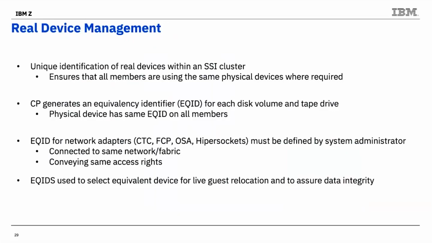Some other devices, though, like network adapters, CTCs, and OSA adapters, need more information to make a unique identifier, things like access rights to a specific device or a particular network fabric that we're connected to. For those devices, we can define a unique ECID using the SET RDEVICE command. Right now, ECIDs are very important for LGR because we need to make sure that what we need is available on the destination member. So we'll use ECIDs internal to CP to test that a relocation is actually good to happen.